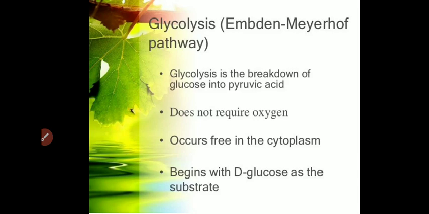It is also known as the Embden-Meyerhof pathway or EMP pathway, which is an oxidative process in which 1 mole of glucose is partially oxidized into 2 moles of pyruvate. And this conversion or breakdown of glucose into pyruvic acid is carried out with the help of various enzyme catalyzed reactions.